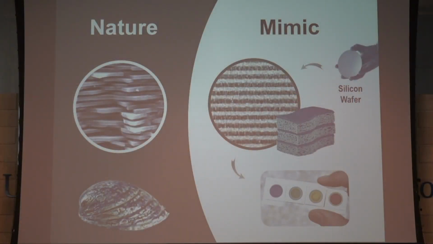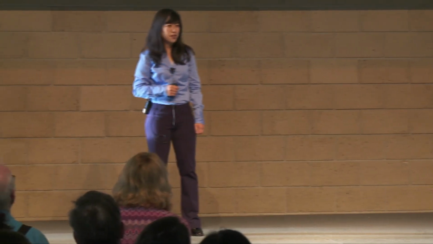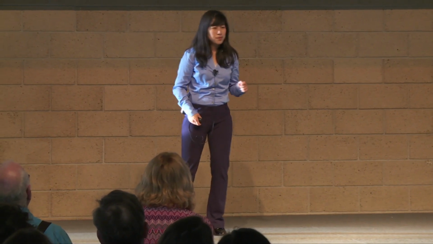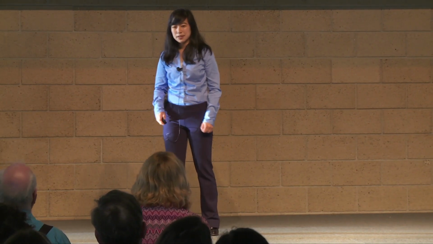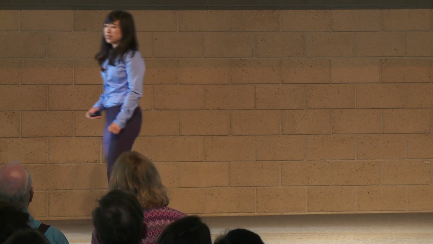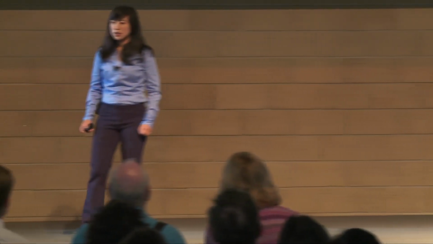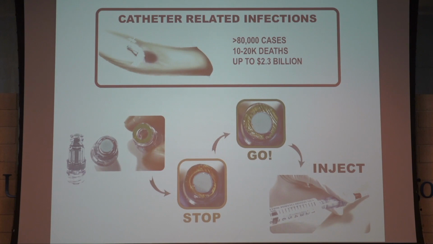The most special thing about this structure is that it can get soaked in a liquid. And when this happens, the color changes. This is very important to us because it allows us to build sensors out of these sponges and to tackle real-world problems, such as catheter-related infections. Catheter-related infections affect over 80,000 Americans alone, leading to tens of thousands of deaths and up to $2.3 billion in hospital costs. One of the reasons this happens is because nurses don't know whether or not the catheters are sterilized.